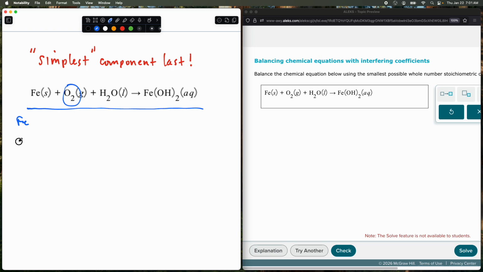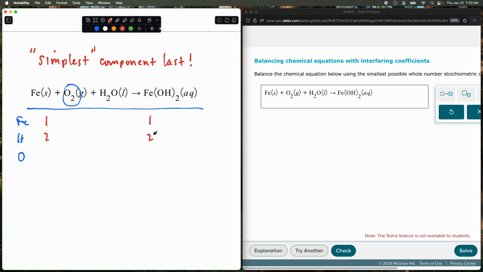Iron, hydrogen, and oxygen. That's everything, right? Okay, so let's go left to right. Iron looks like it's already balanced. Let's go with red here. 1 and 1. We won't need that there. Let's just go 1 and 1. And hydrogen has 2 over here, 2 hydrogens, and 2 hydrogens over here. 2 and 2.